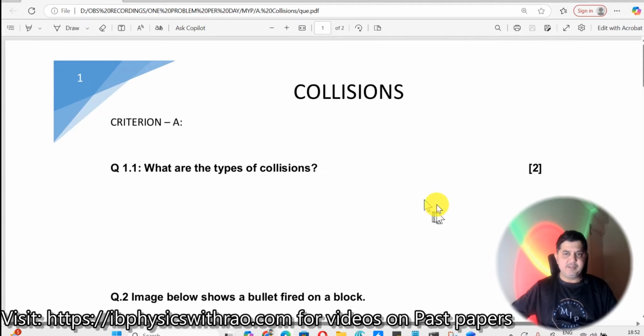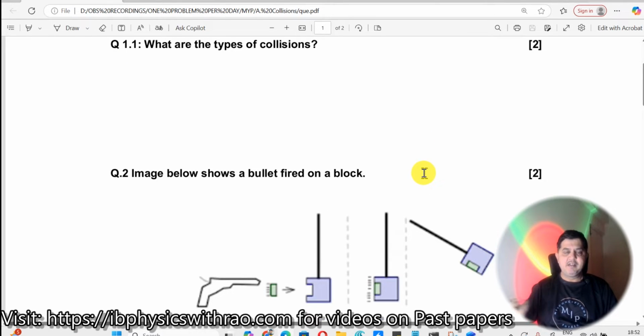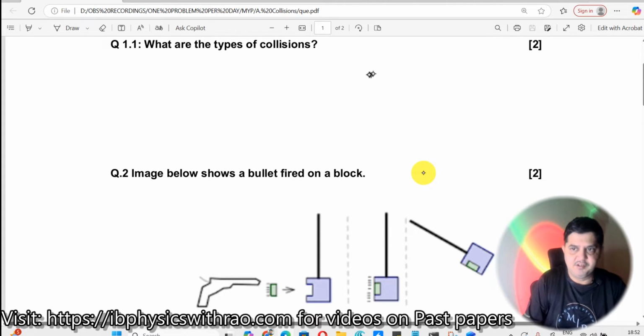Today we are discussing the criterion A problems. This problem is on collisions. What are the types of collisions? For 2 marks, you can mention the types of collision.